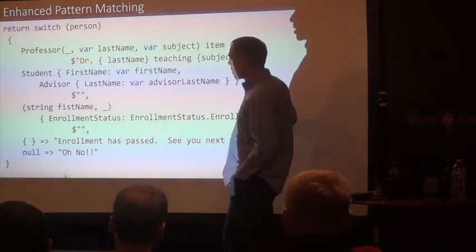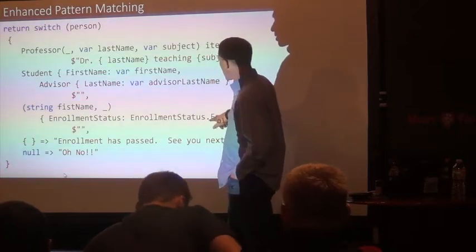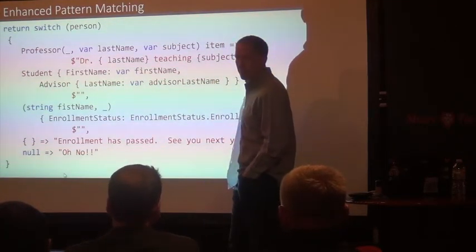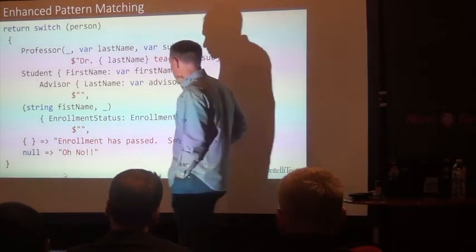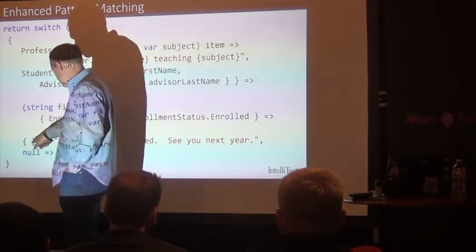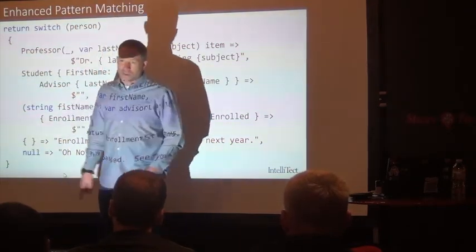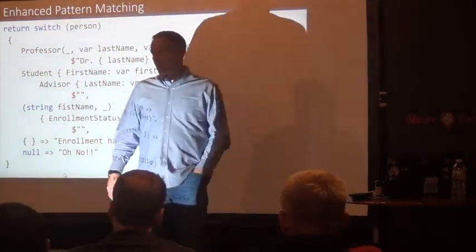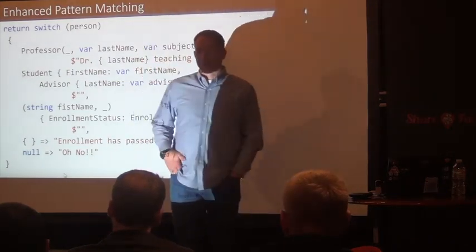Okay, so now we're not only declaring variables in these two cases, but we're actually going to go ahead and do some filtering on the type. Lastly, we've got a catch-all. If none of those work, then this is a new way of declaring default. And finally, if it's null, then we can handle the null scenario.